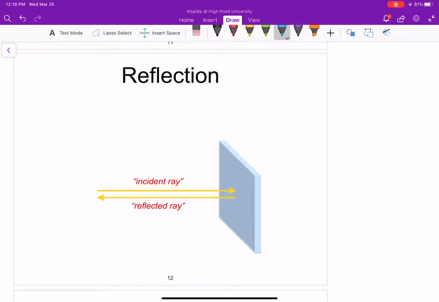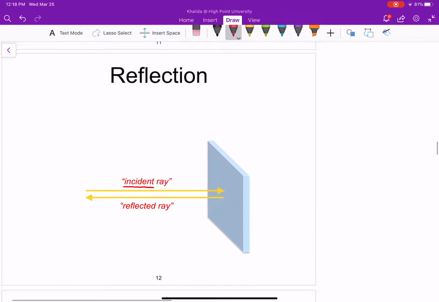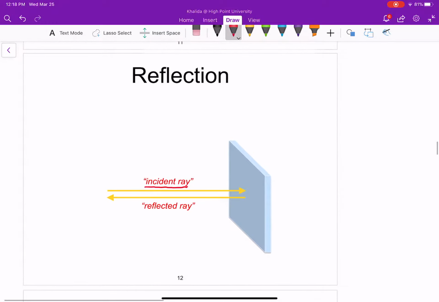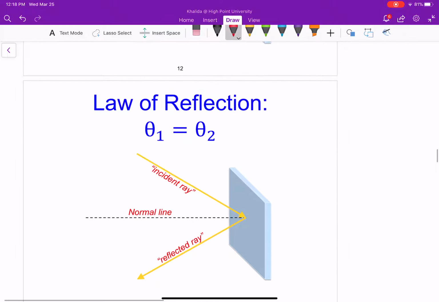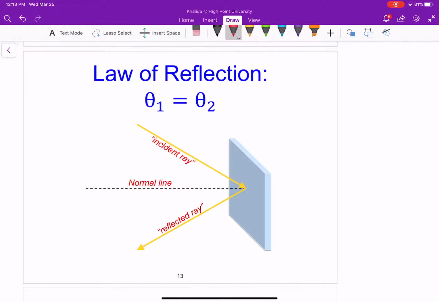When the ray comes in towards the object that it's going to reflect off of, it is called the incident ray. So this ray here is an incident ray. And then once it bounces off and turns around, it's called the reflected ray. Now, if the incident ray comes in 90 degrees to the surface, then it's going to bounce back and go in exactly the same direction. However, the light doesn't always come in exactly 90 degrees. So now we have an incident ray that is coming in at an angle.